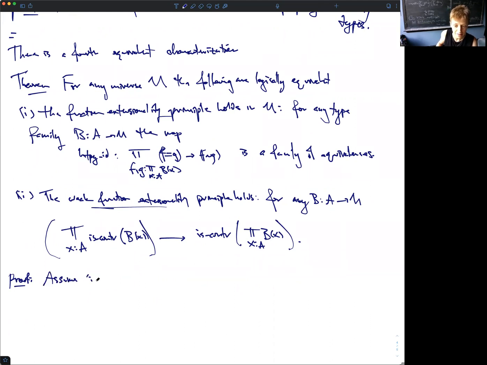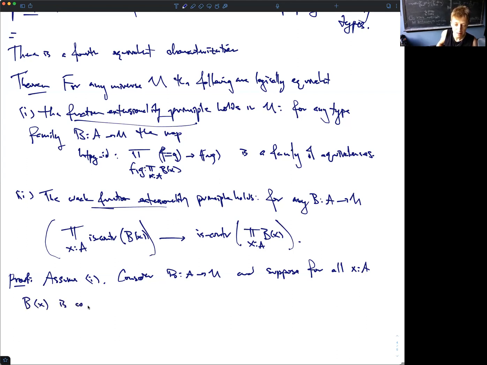This involves ideas that we have not seen yet, so I'll give the full proof. So let's assume one. I'm assuming function extensionality, and I'd like to conclude weak function extensionality. So my goal is to prove this implication in two. I'm going to assume one, and consider a type family B over A, and suppose that for all terms x in A, B of x is contractible.